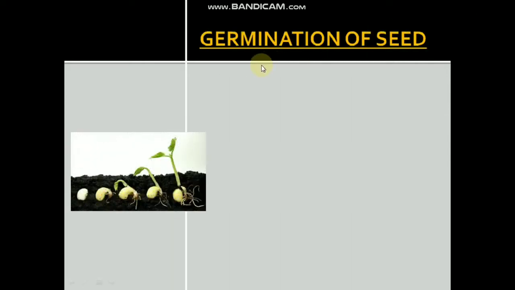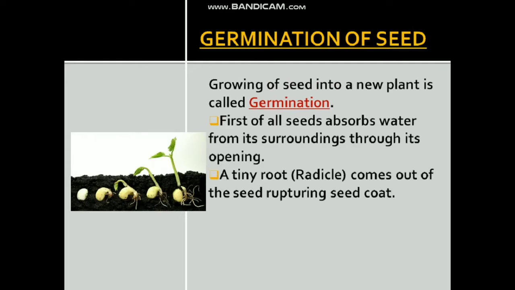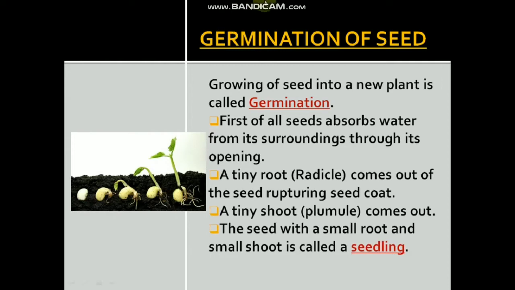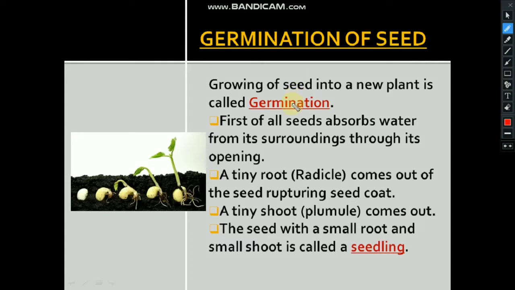Now our next topic is germination of seed. How do seeds germinate? How do seeds convert into the big plant? So growing of seed into a new plant is called germination. The process is known as germination. Now we'll read one by one. As I told you, the small opening, the tiny hole in the seeds, the water is absorbed from the hole, and when the water enters the seed, it makes the seed soft.